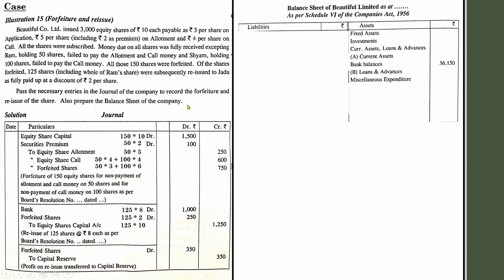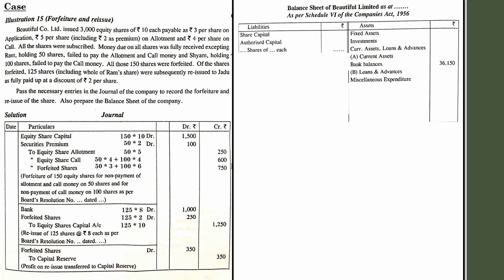We didn't pass the entries for the issues, but while preparing the balance sheet, you have to find out the amount of cash. Cash means the amount received on application, the amount received on allotment, the amount received on first call, and the amount received on final call. You have to do those computations as a working note in another paper and find out the amount of bank balance. Bank balance is very easy. Just add the bank amounts in each of these columns. So 36,150. If you go through the computation, you will understand it as an activity.